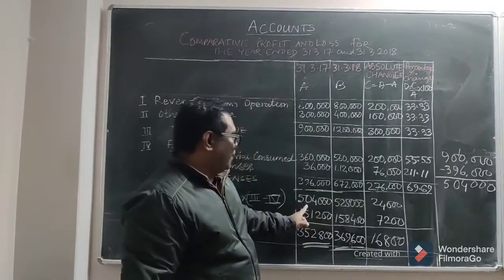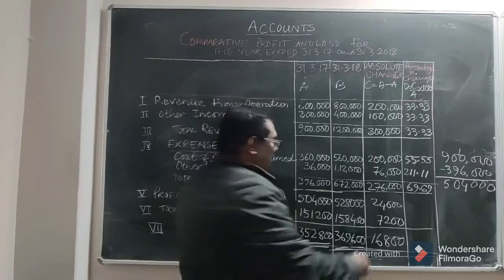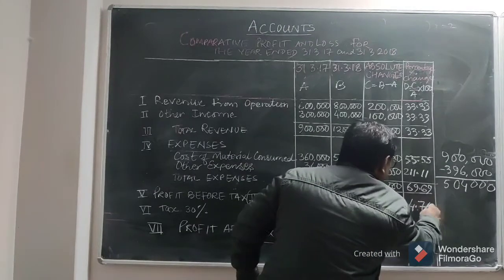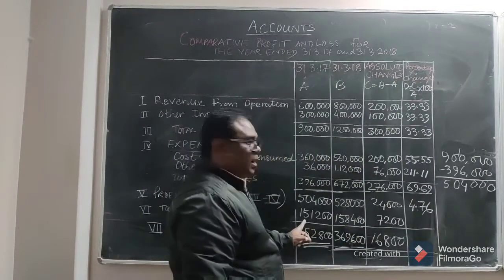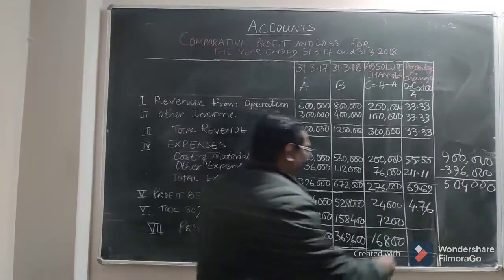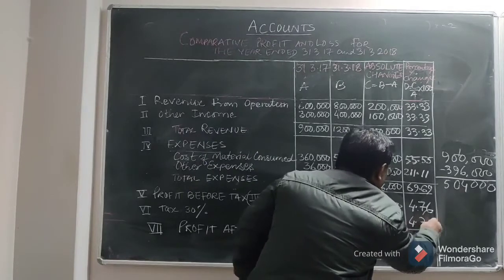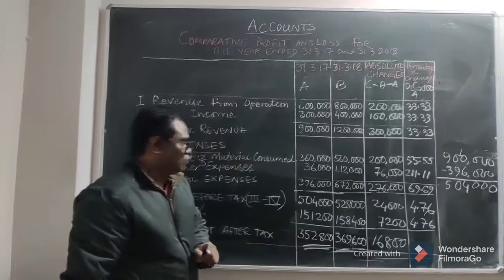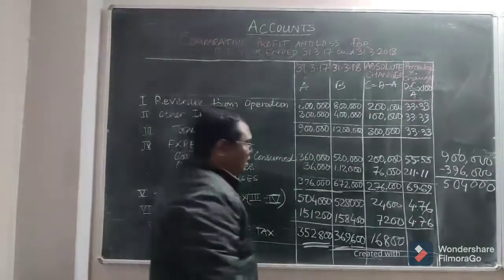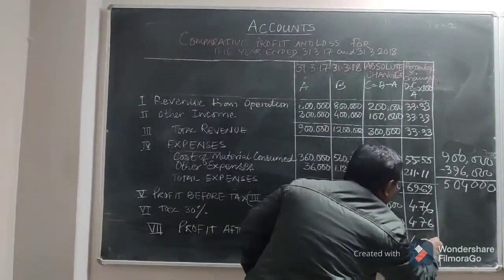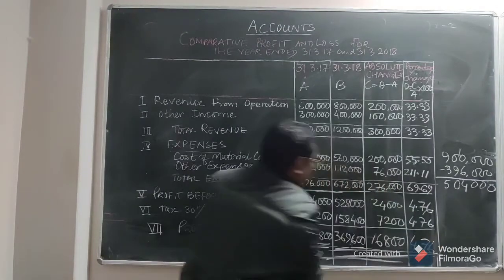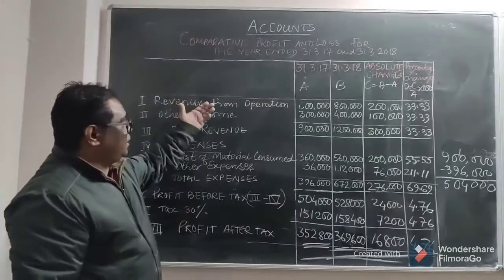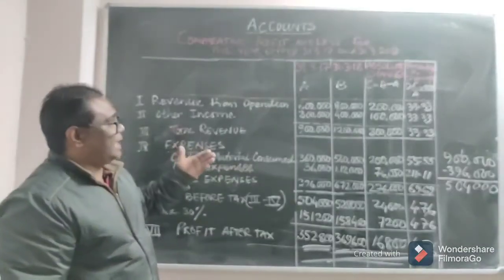Now this one, 24,000 divided by 5,04,000 into 100 gives 4.76. Again, 7,200 divided by 1,51,200 into 100 is also 4.76. And 16,800 divided by 3,52,800 is also 4.76. So this is the preparation of the comparative profit and loss for the year ended 31st March 2017 and 2018.